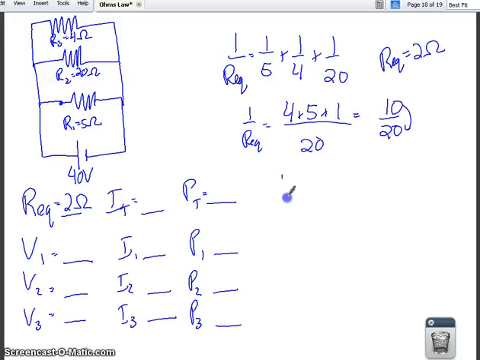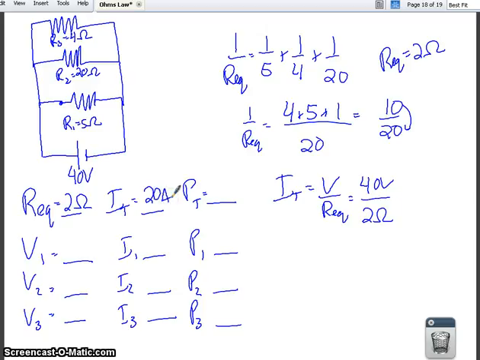Our total current is going to be equal to voltage over total resistance, or equivalent resistance. So our voltage here is 40 volts, our equivalent resistance is 2 ohms, so we get a total current of 20 amps. Okay, these are very, very simple because the voltage through each one is going to be the same. So these are all going to be 40 volts.